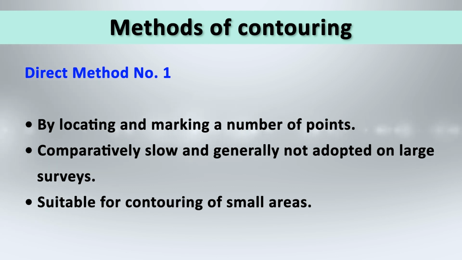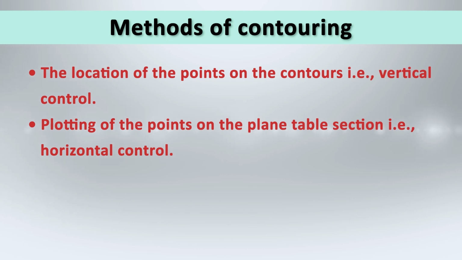In this method, contours to be plotted are actually traced out in the field by locating and marking a number of points on each. These points are surveyed on a plane table section and the appropriate contours are drawn through them. This method is comparatively slow and is generally not adopted on large surveys unless superior accuracy is demanded. It is suitable for contouring of small areas where better accuracy is required. In this method, the whole field work may be divided into two steps.